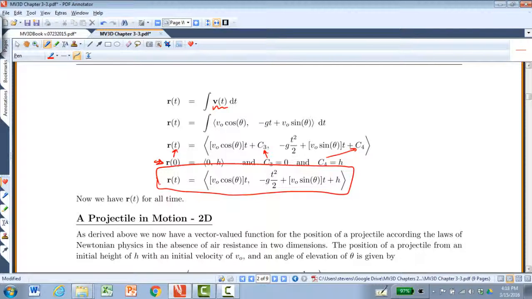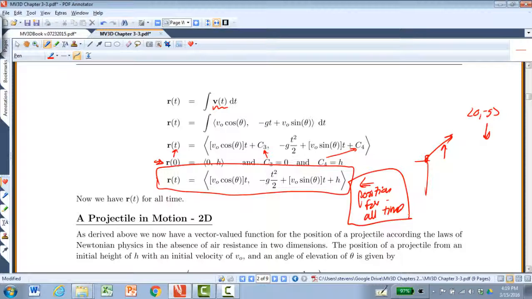And that's amazing. All I need to know is how it started, how fast you sent it, in what direction, and where you started, and that all I have is one force acting down, I can get the position for all time. For all time. And that is pretty impressive.